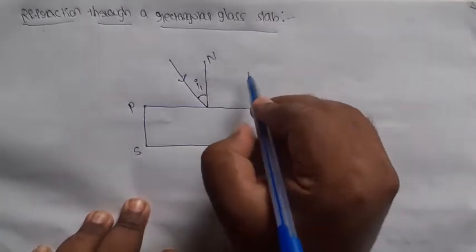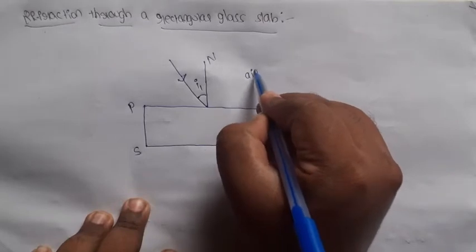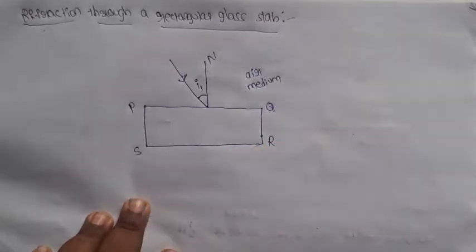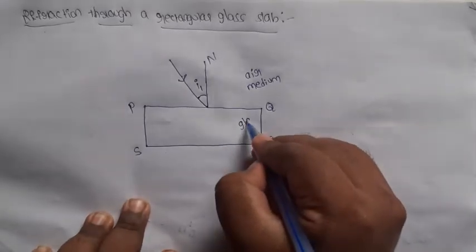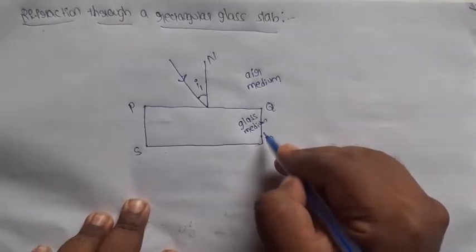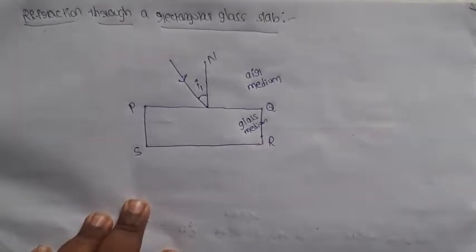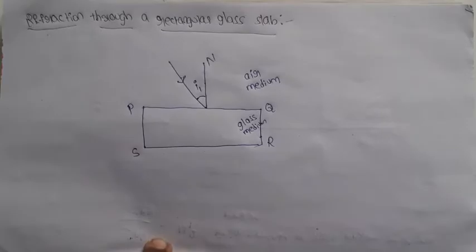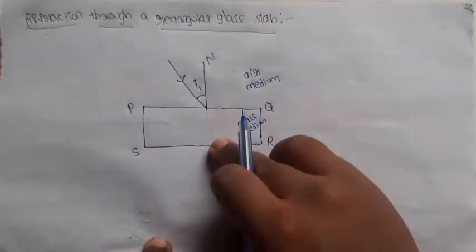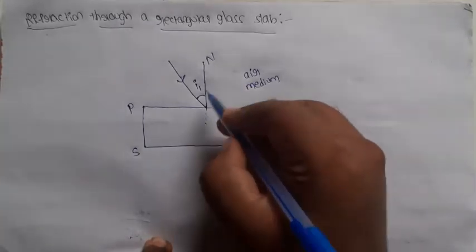So here two mediums are there. This is the air medium. Which medium is this? Glass medium. This is medium 1, this is medium 2. Now I am lightly extending the normal into the glass slab. This is the normal line.